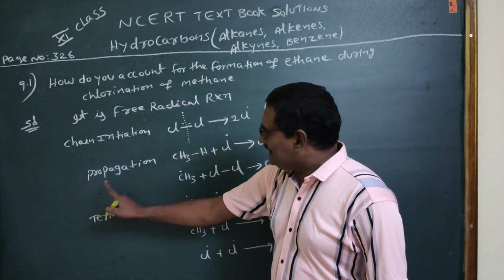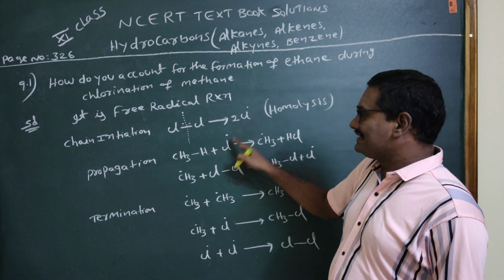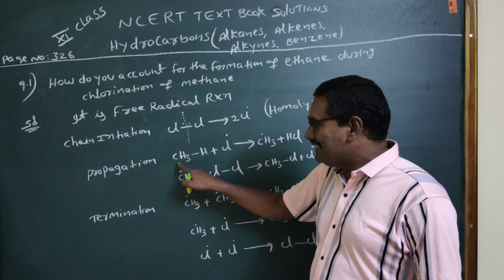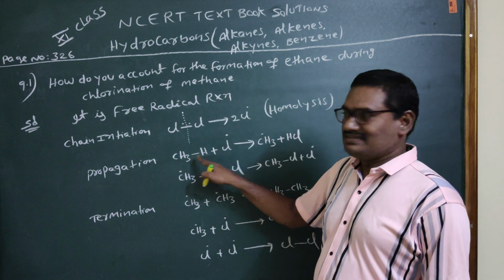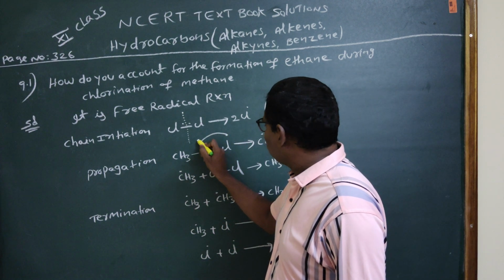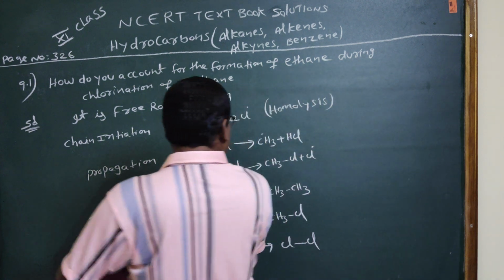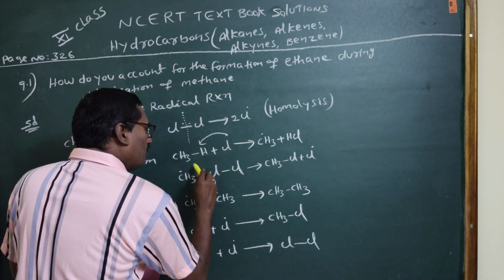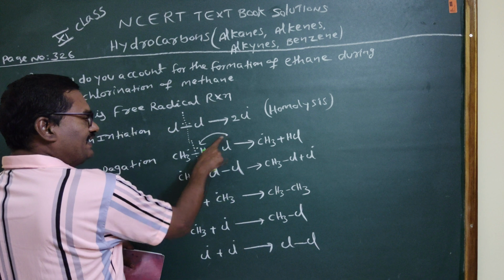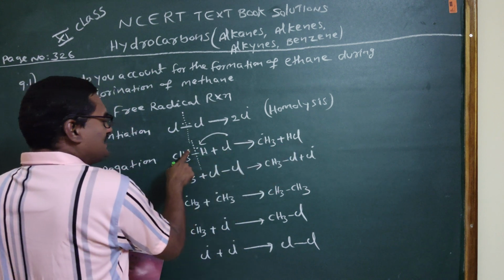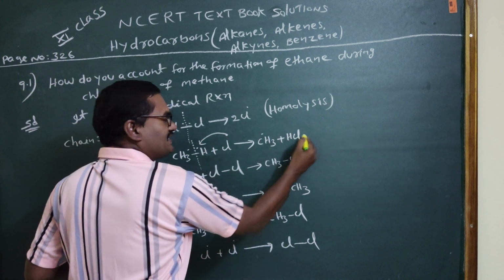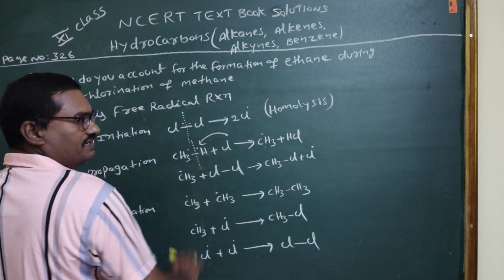Next one, chain propagation. The chlorine free radical attacks methane, CH4, which is written as CH3 bond H. Chlorine attacks at this place, so the bond is broken here. Here one electron, here one electron. So Cl dot and H dot become HCl, and a CH3 free radical is obtained. The CH3 free radical is formed in propagation.